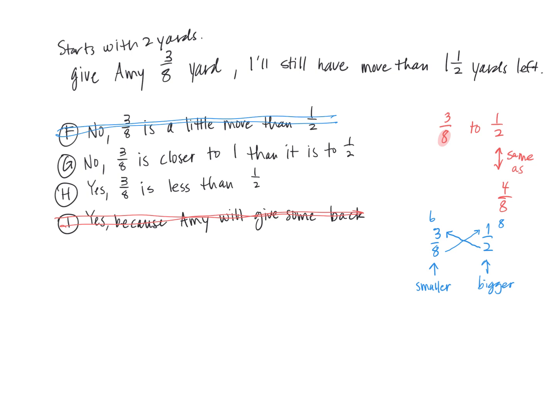Then it says no, 3/8 is closer to 1 than it is to 1/2. So 3/8 is actually very close to 1/2, and it's less than 1/2. So it's not going to be G either because it's not closer to 1. That means it has to be H.